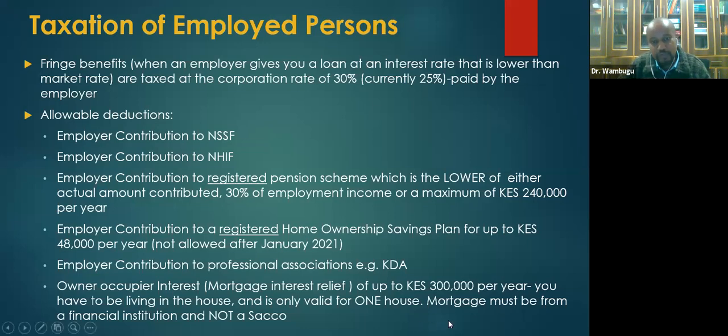Owner-occupier interest, which is mortgage interest relief. The interest that you pay on your mortgage, up to 300,000 per year, is an allowable expense, and it's only valid for one house. You have to be living in the house, and it has to be a mortgage from a financial institution and not a SACCO.